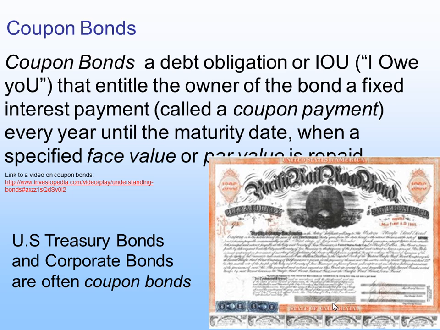So U.S. Treasury bonds that are intermediate or long-term, so they're longer than a year, or corporate bonds, which are the biggest example, are the most common examples of coupon bonds. All right, so try this. Let me show you a coupon bond here.